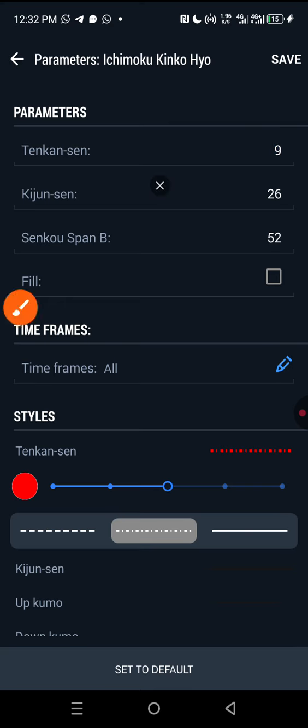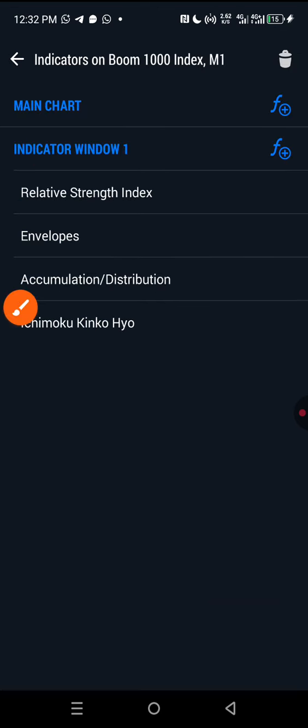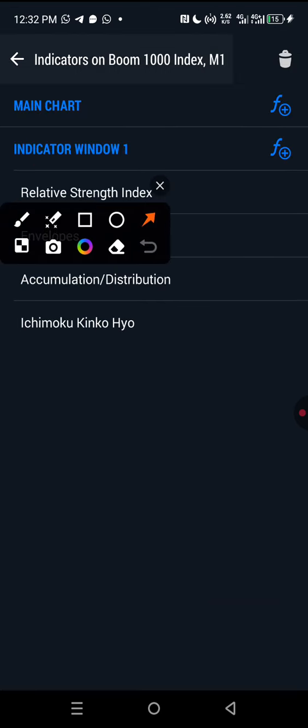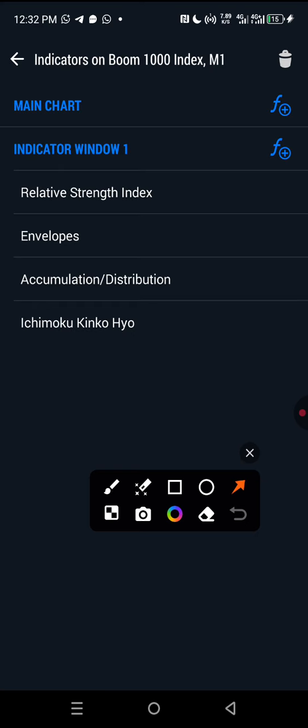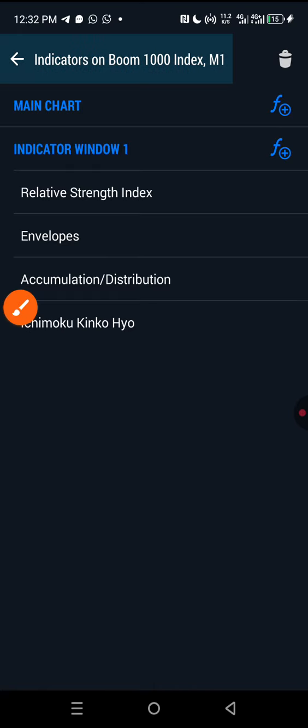All right, so you don't change anything on this 92652. Just click on save, and that is all. So upon setting this, you expect to see these indicators on your chart: the relative strength index, the envelope, accumulation distribution, and the Ichimoku Kinko Hyo. So upon getting that, you click on the arrow back to go back to your chart.